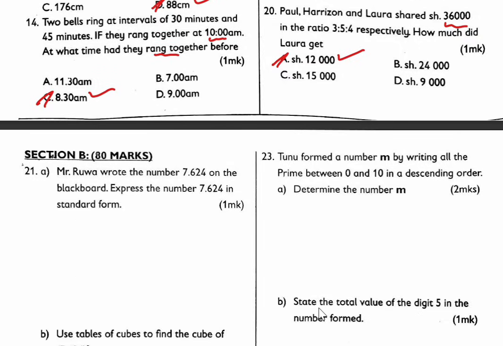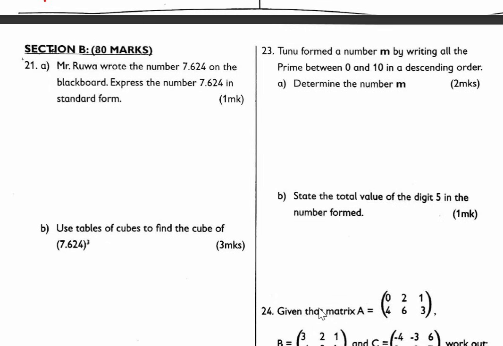We continue with section B, which is 80 marks. This is where the real challenge begins. Here we have structured questions. We have the first question, which reads, Mr. Rua wrote the number 7.624 on the blackboard. Express the number 7.624 in standard form.